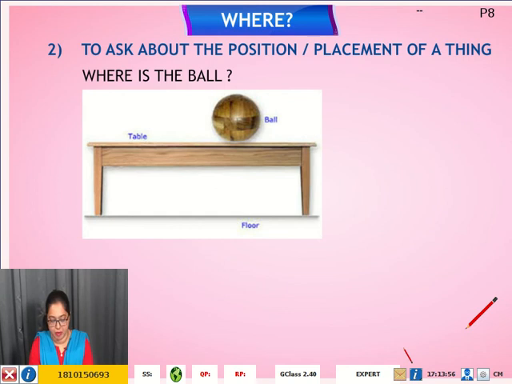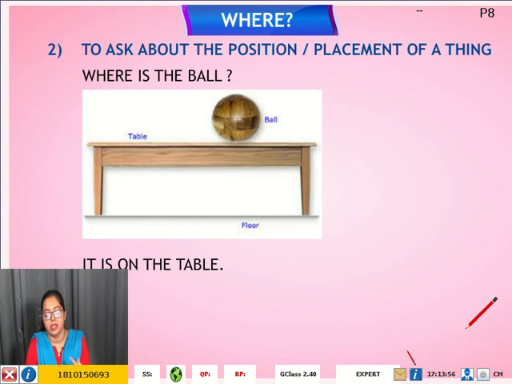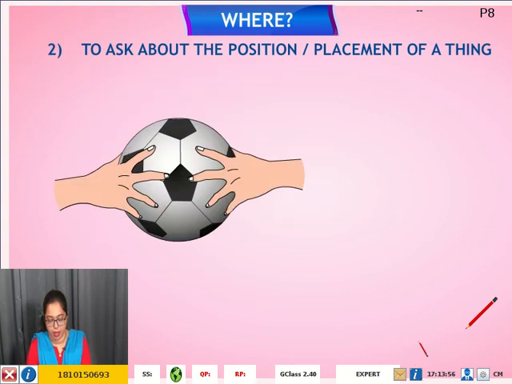What will you answer? It's on the table, right? So here, where is the ball? Where is the WH word. And in the question itself, we are trying to know about the position or placement of a particular thing. Next, you see, is the helping verb. It is on the table. As I asked you, where is the ball? The answer will be, it is on the table.